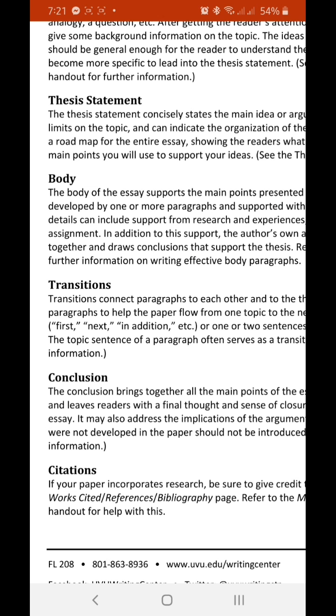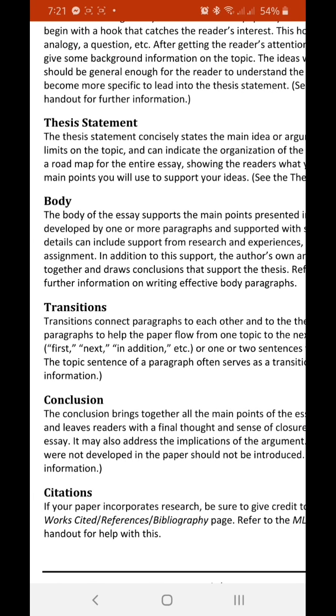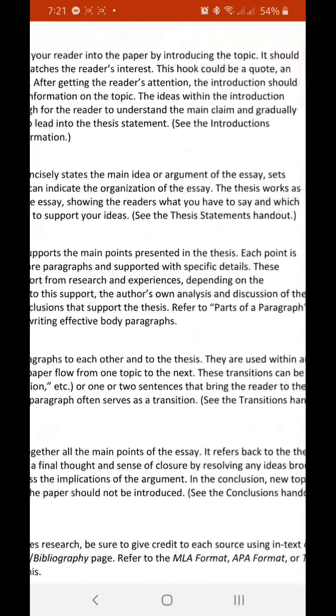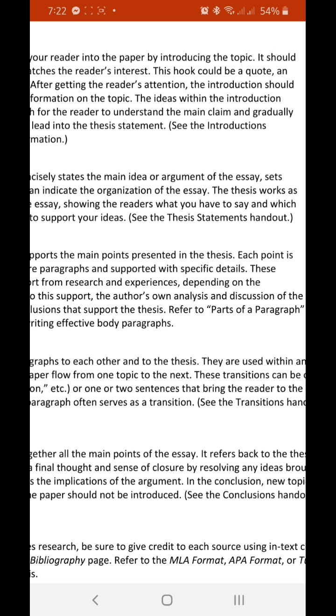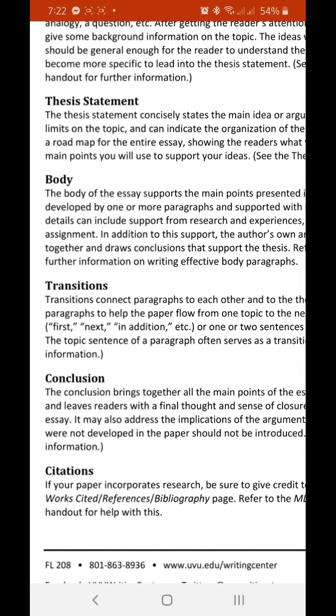The body of the essay supports the main points presented in the thesis. Each point is developed by one or more paragraphs and supported with specific details. ये डिटेल्स की हमने कल भी बात की थी कि डिटेल्स हम कहाँ से डिराइव कर सकते हैं. There can be many ways to derive these details to support your ideas, and these details can include support from research and experiences, etc., depending on the assignment.